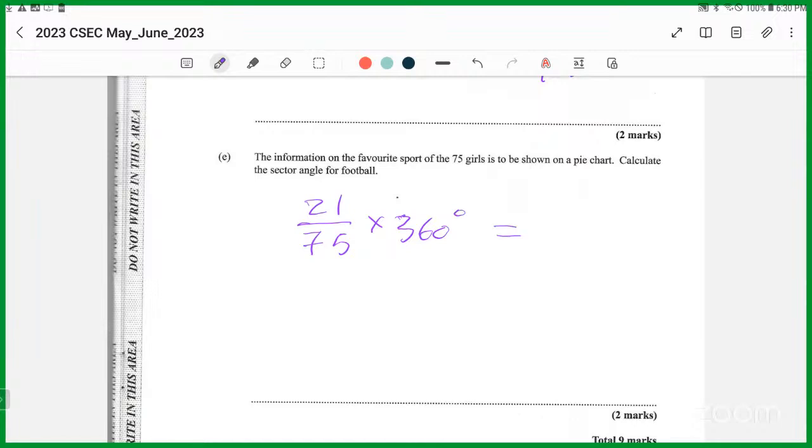What are you working on? Huh? 100.8 degrees. Thank you very much. Wow, that's beautiful. Making life easy for me. Thank you.